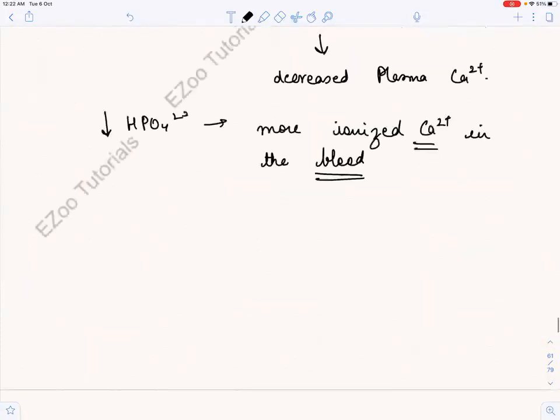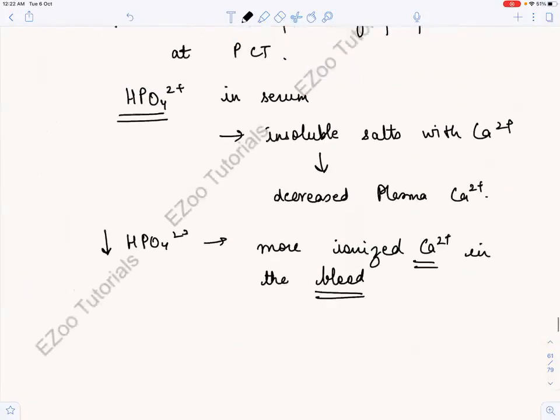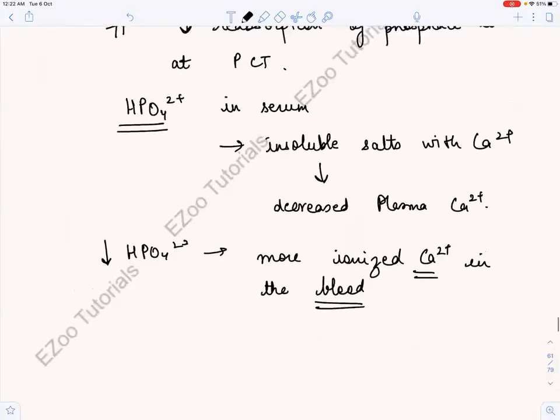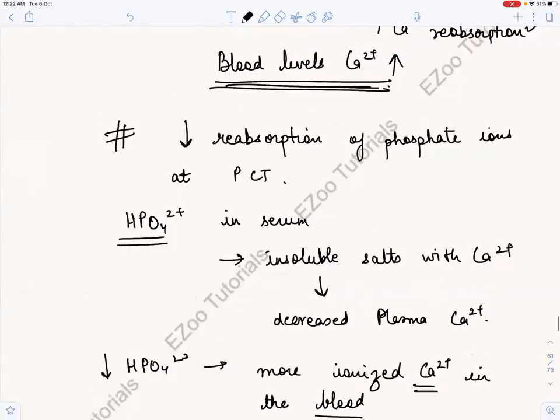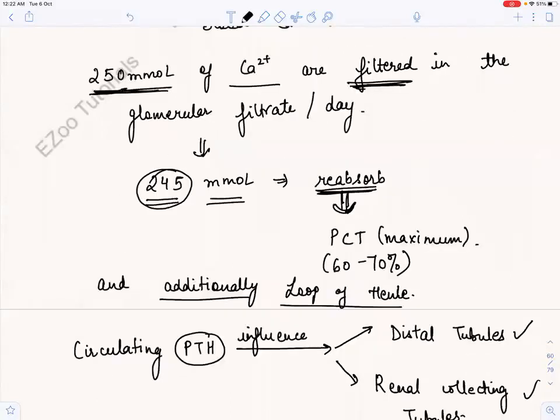I'm not going fast, right? Because it is not very difficult. Kidney, let us revise once again. 250 millimoles filter हो रहे थे glomerular filtrate में per day. 245 reabsorb हो रहे हैं. Where reabsorb? In the blood.